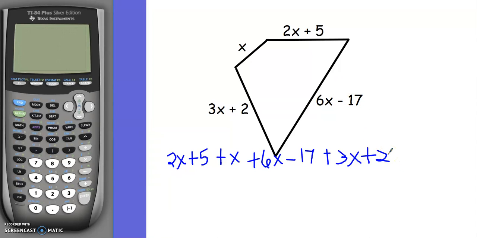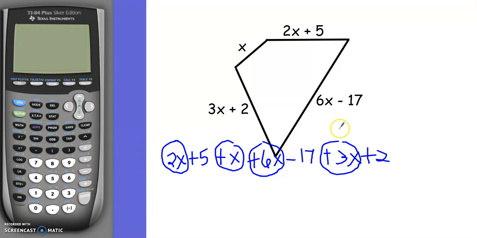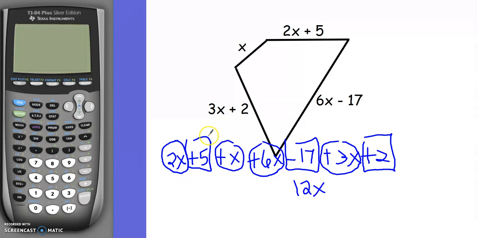You want to combine all of your x's together. So we have 2x, we have x, we have 6x, and we have 3x. So we have 2 plus 1 is 3, 3 plus 6 is 9, 9 plus 3 is 12. So we have 12x. Then we want to combine all of our constants. So we have 5, negative 17, and 2. 5 plus 2 is 7. Negative 17 plus 7 is negative 10.